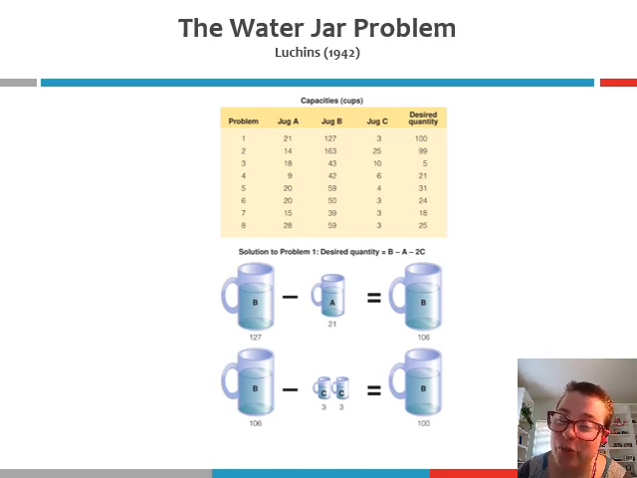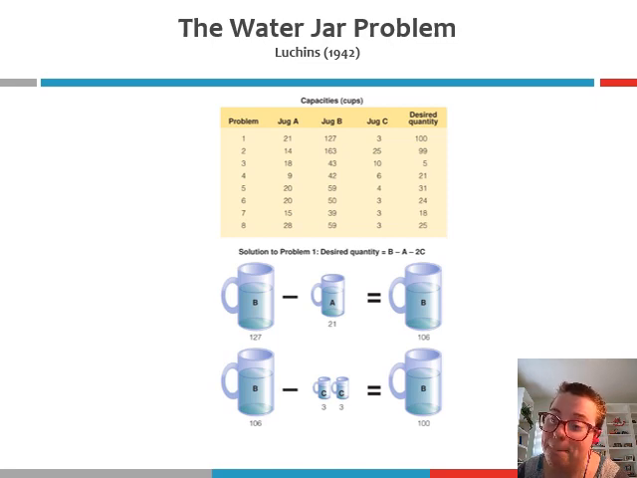So as far as solutions to this problem, many of you might have noticed that all of the problems can be solved by the following formula. So you start with B, you subtract A, and then you subtract 2 of C, right? So B minus A minus 2C. That formula will solve all of the problems that you were given, all 8 of the problems.